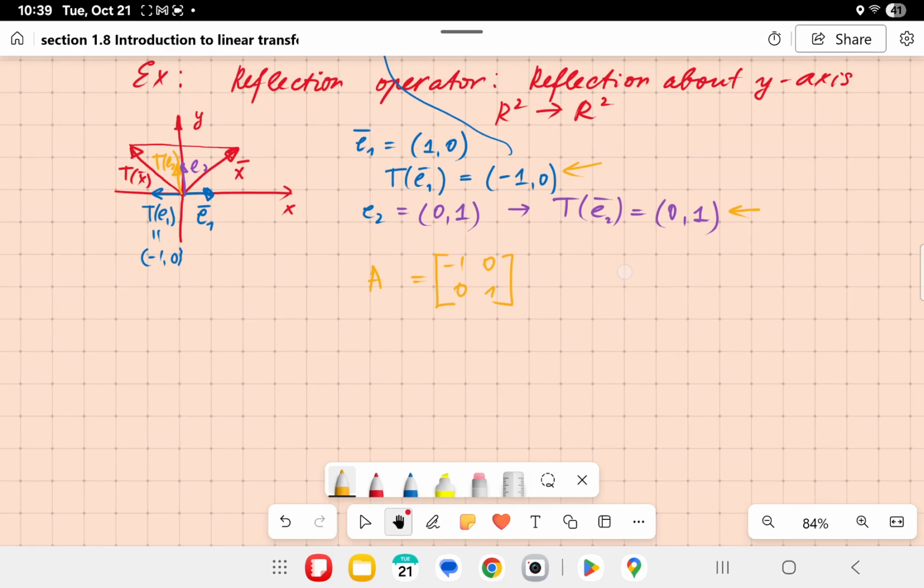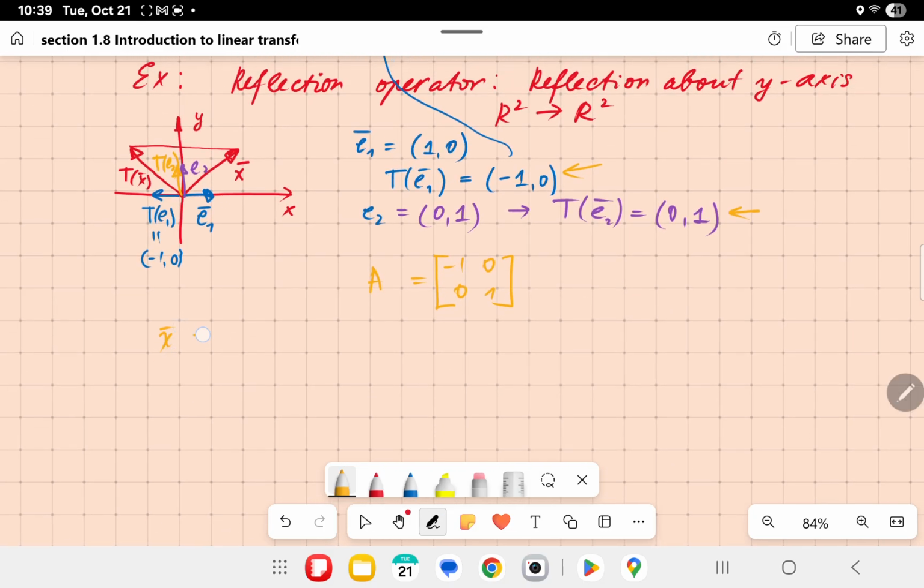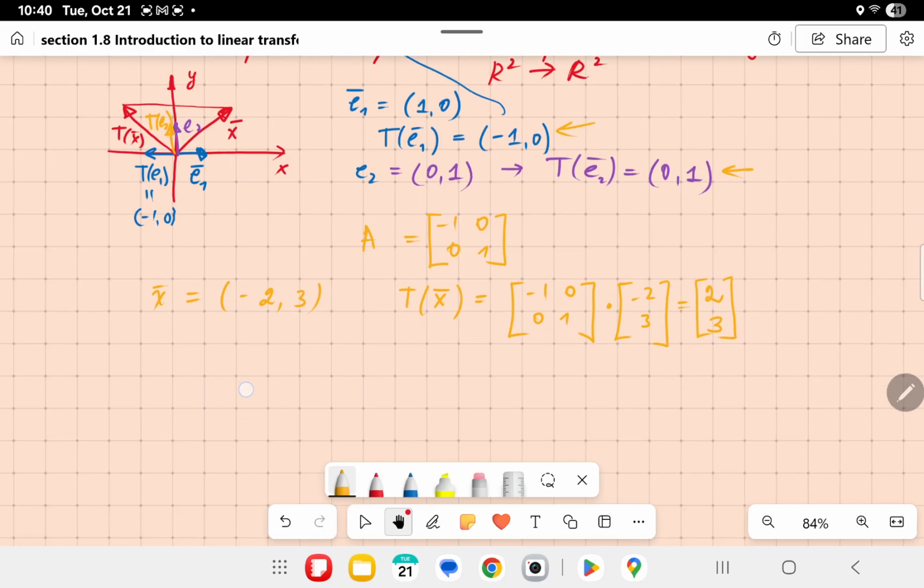For example, we use a vector x with coordinates -2 and 3. I just picked two numbers. So what is going to be t of x? I'll need to use matrix -1, 0, 0, 1 and multiply it by vector -2, 3. So the first row multiplied by this column is going to be 2, and the second row by this column is going to be 3. So we get 2, 3. I'm going to verify it graphically to see that it works.